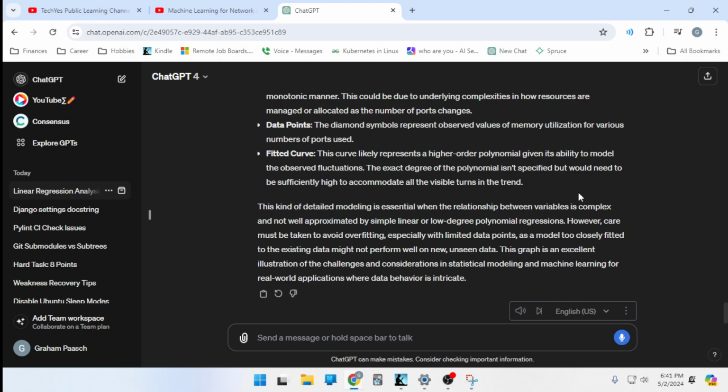Data points. The diamond symbols represent observed values of memory utilization for various numbers of ports used. Fit curve. This curve likely represents a higher order polynomial given its ability to model the observed fluctuations. The exact degree of the polynomial isn't specified but would need to be sufficiently high to accommodate all the visible turns in the trend. This kind of detailed modeling is essential when the relationship between variables is complex and not well approximated by simple linear or low-degree polynomial regressions. However, care must be taken to avoid overfitting, especially with limited data points, as a model too closely fitted to the existing data might not perform well on new, unseen data. This graph is an excellent illustration of the challenges and considerations in statistical modeling and machine learning for real-world applications where data behavior is intricate.